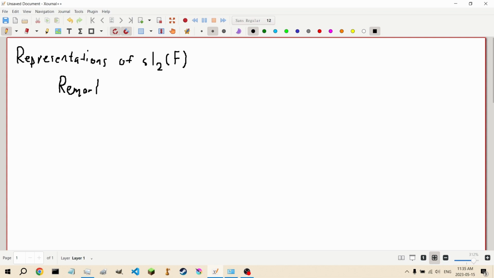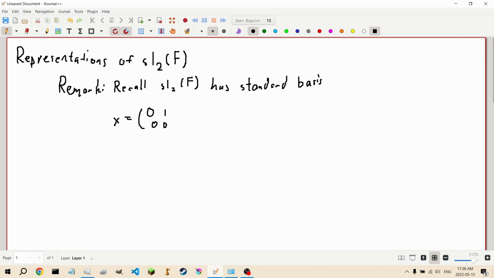We'll start out with a remark here. Recall that SL2 of F, and as always everything's going to be finite dimensional, SL2 has a standard basis: X is the right shift, Y is the left shift, and H is this reflection along, I think, the x-axis.